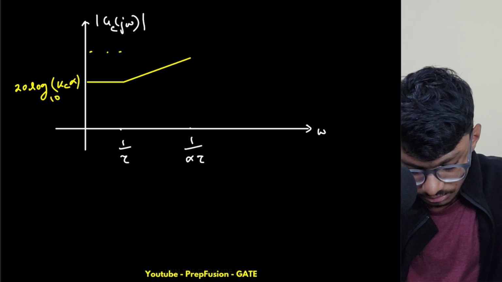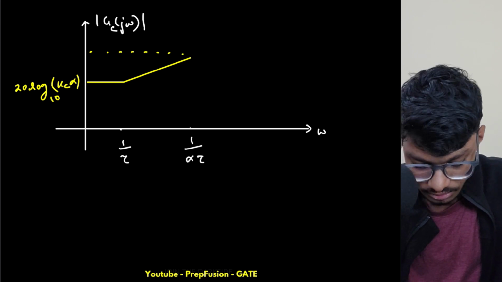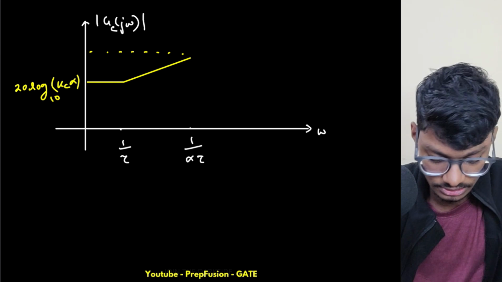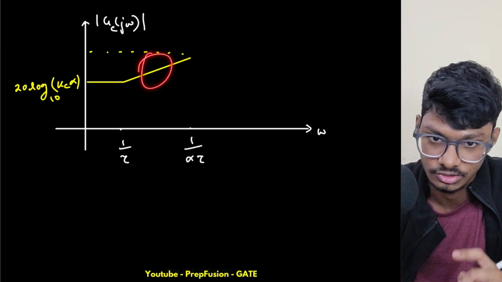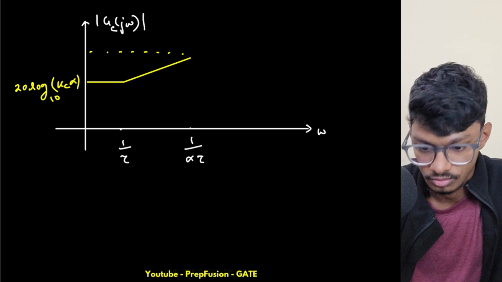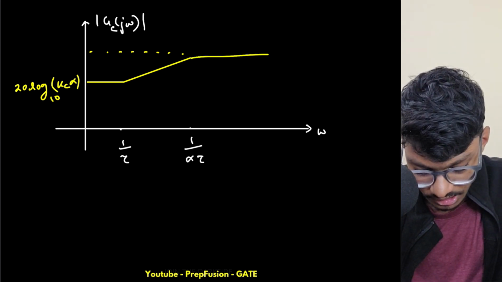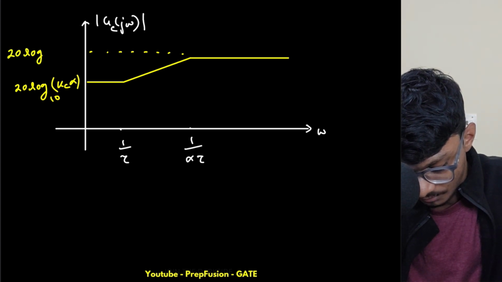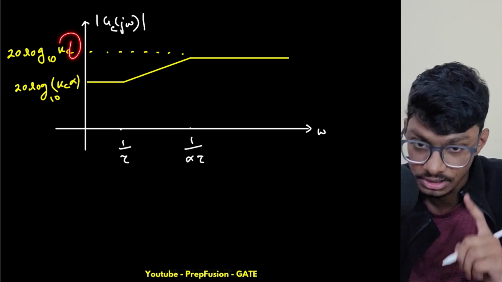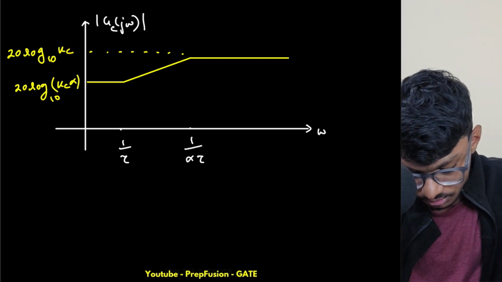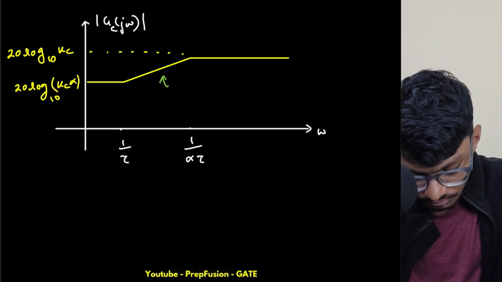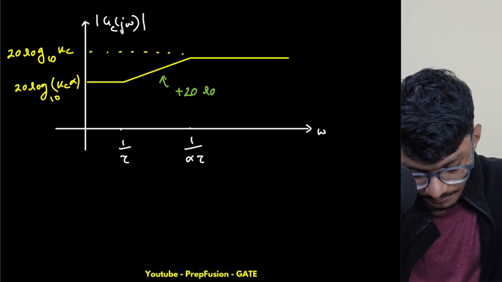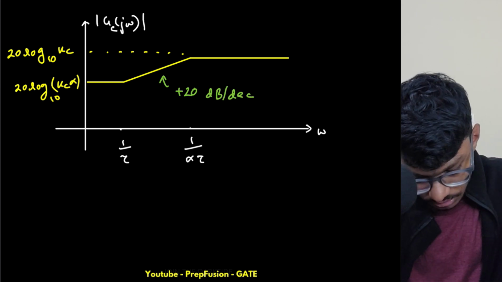Then I have the pole up here, and this is where the slope changes again. Here my slope was plus 20 dB per decade, I got a pole, so my slope will become 0. I hope you are recalling your Bode plot concepts. So the slope will become 0, and this will be 20 log Kc only. This will be higher because alpha is less than 1.